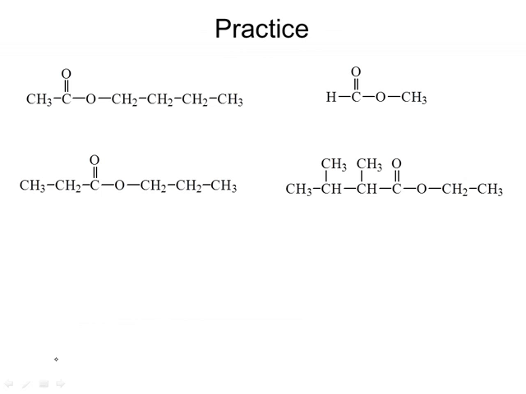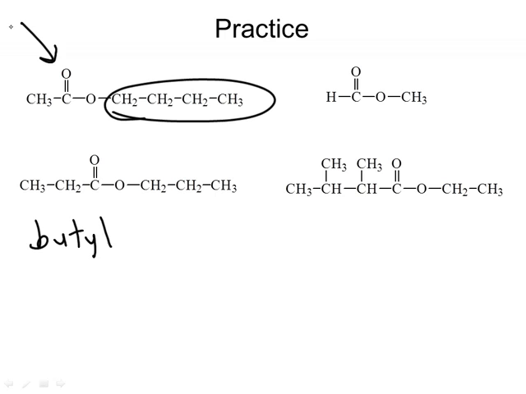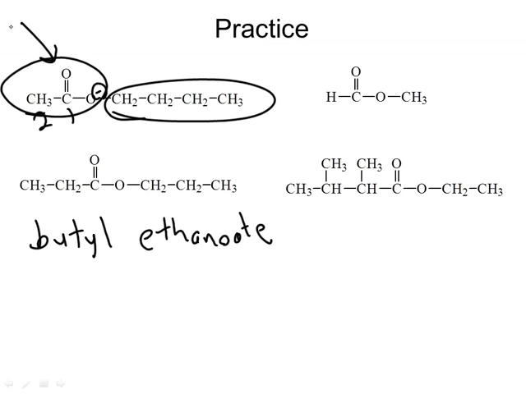I think we can just jump right into some practice. Try naming these, and I'll show you how they work. For this one, in the upper left corner, we name this part first. This is butyl, 1, 2, 3, 4 makes it butyl, and then this part, as a carboxylate ion, would be ethanoate, because it's just 1, 2, and if we imagine that as the ion, it's ethanoate. So butyl ethanoate.